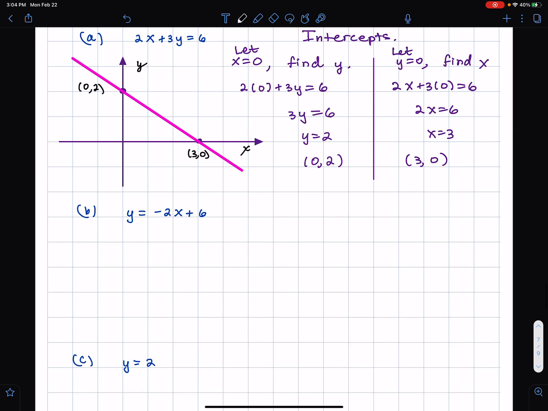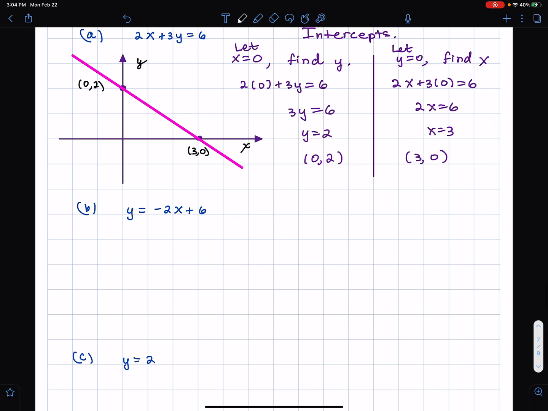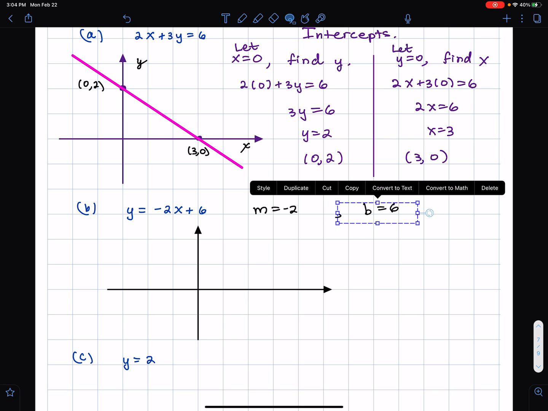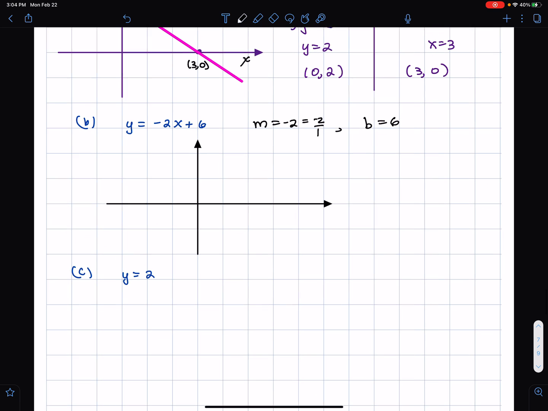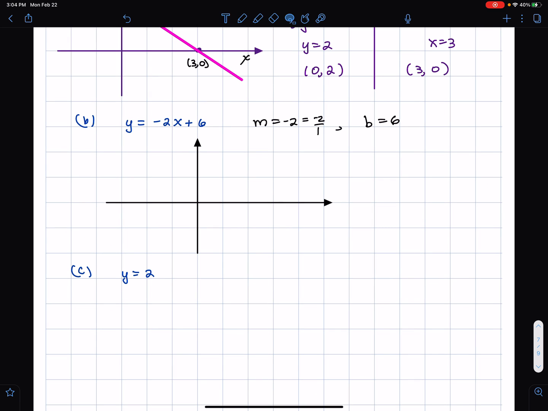For the next problem, we have this y equals mx plus b form. So we see that m is negative 2 and b is 6. So b is the y-intercept and m equals negative 2 is the slope. And let me also write a little bit more here. If the slope is negative 2, you can write that as negative 2 over 1.